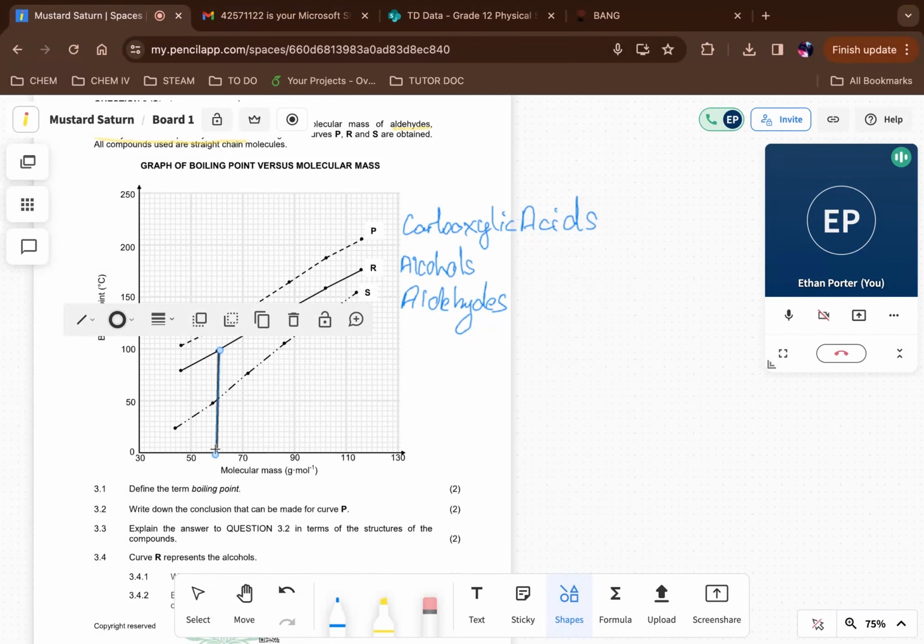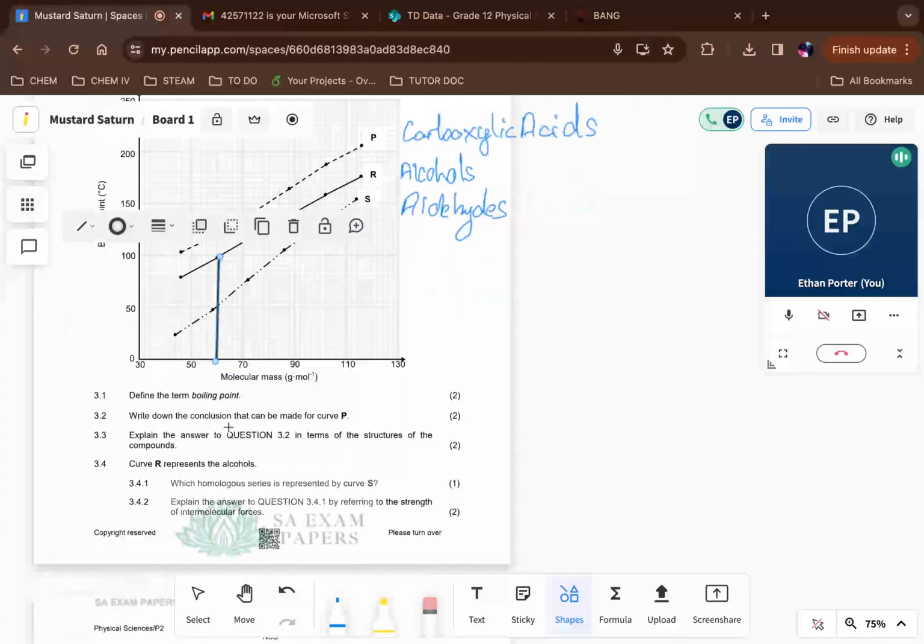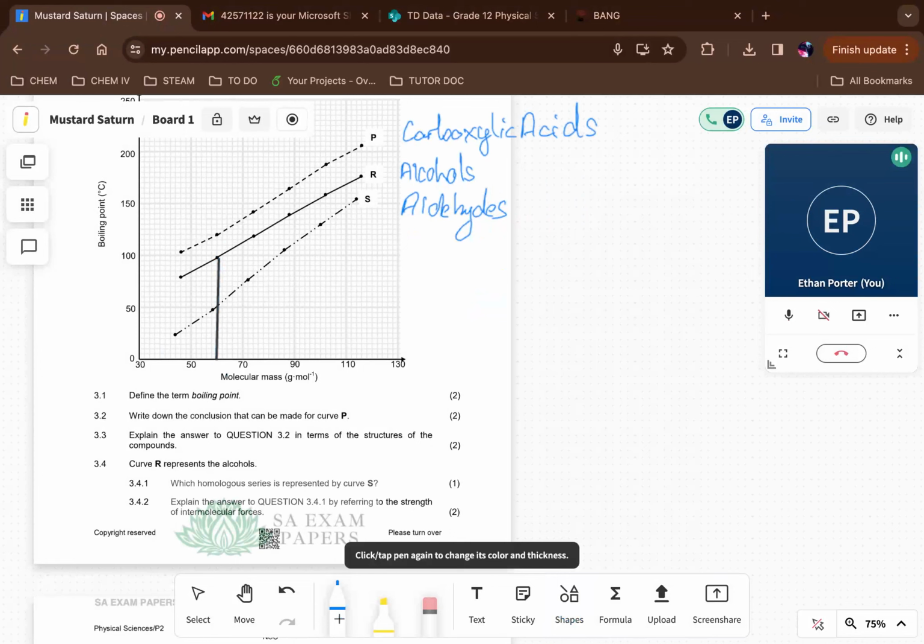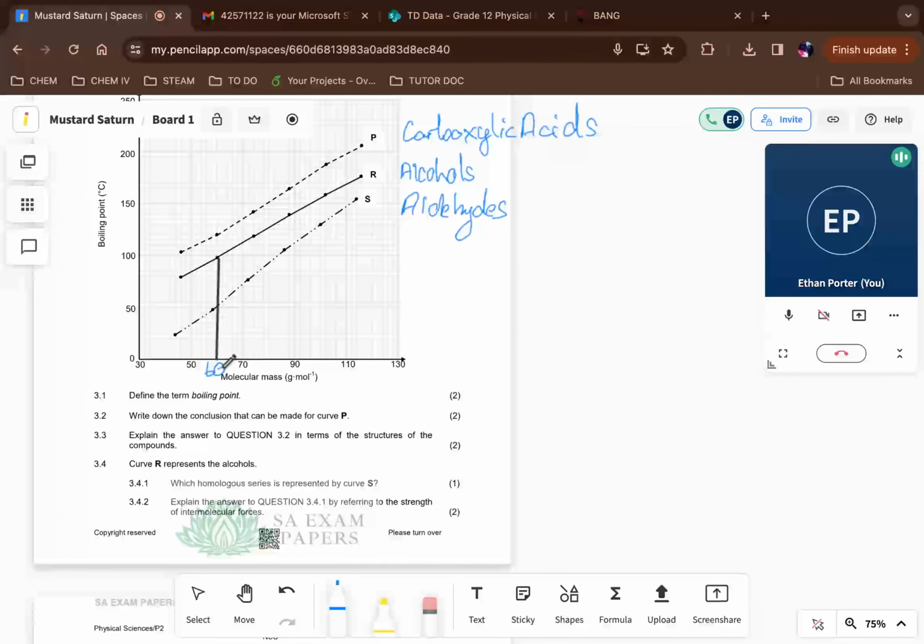So 5 times 4. No. This is 60, basically. Each box represents 2 degrees, not 4. So 5 times 2 is 10. 50 plus 10 gives us 60. So we know that for curve R, the compound with a boiling point of 97 degrees has a molecular mass of 60. All right. So we can just write this in here, 60.